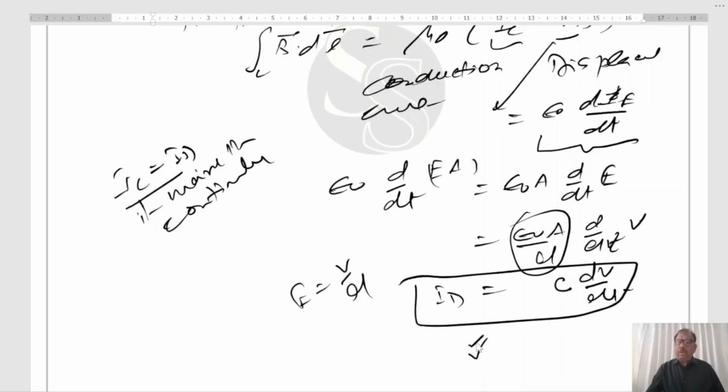This is a very important additional formula, right? On this topic, there are a number of questions in JEE Main also, right?